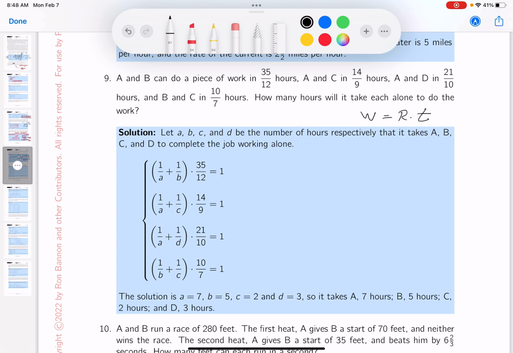So they work together. I'll write this over here. And this would be 1 over A plus 1 over B times the amount of time they're allowed to work, which is 35 over 12. I'm going to be writing a bunch of equations down over here. And this would equal one job.